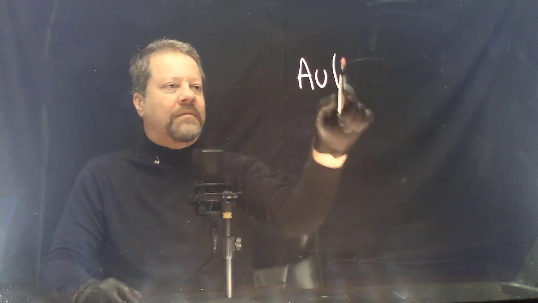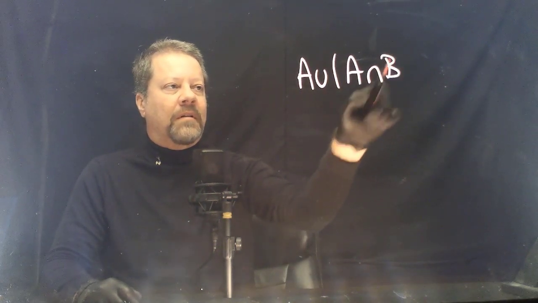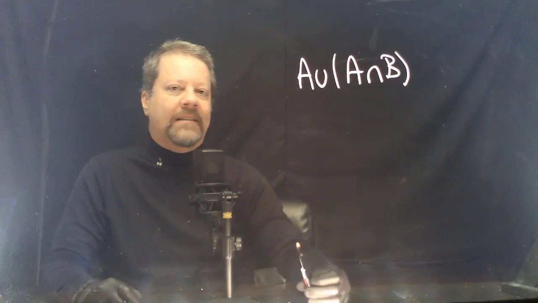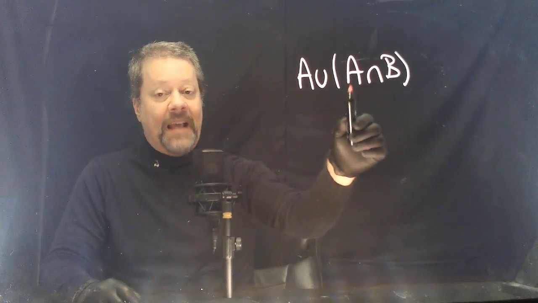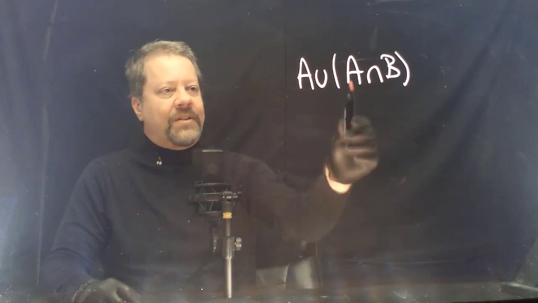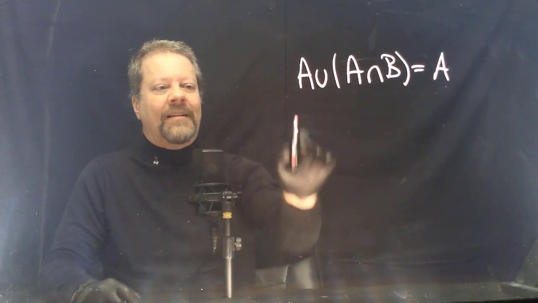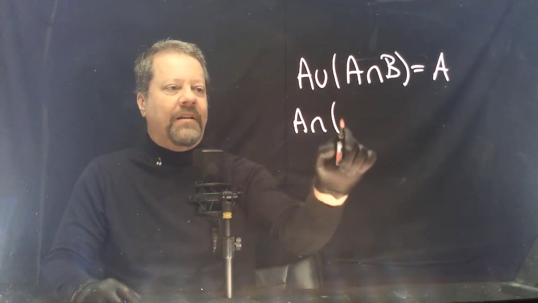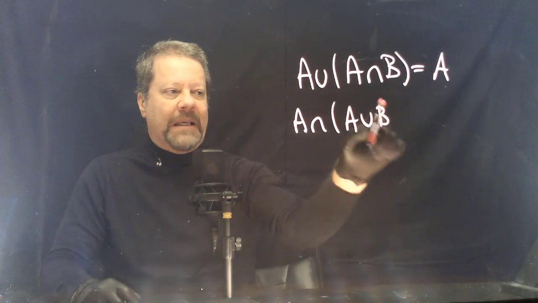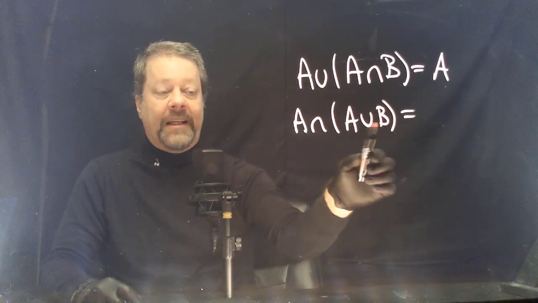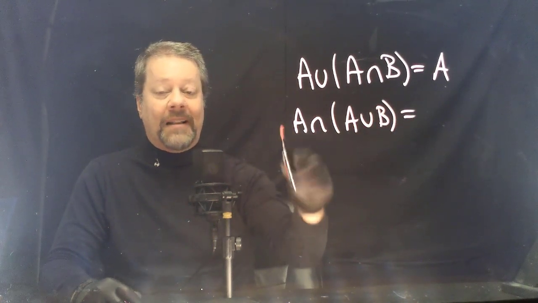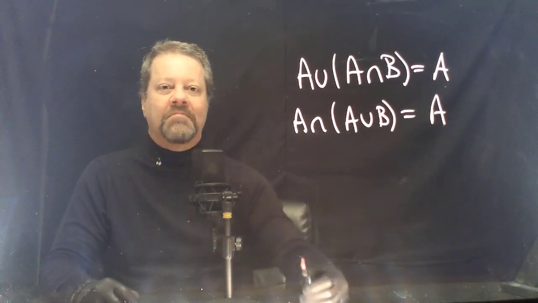There are certain absorption laws as well. What's A union, the quantity A intersect B? Well, A intersect B has things that are in A and also in B, so in particular it has things that are already in A. So if you lop that on with A, all you get is A. If I take A intersection A union B, here I have everything in A or in B, but I'm intersecting that with A, I just end up with the things in A again.